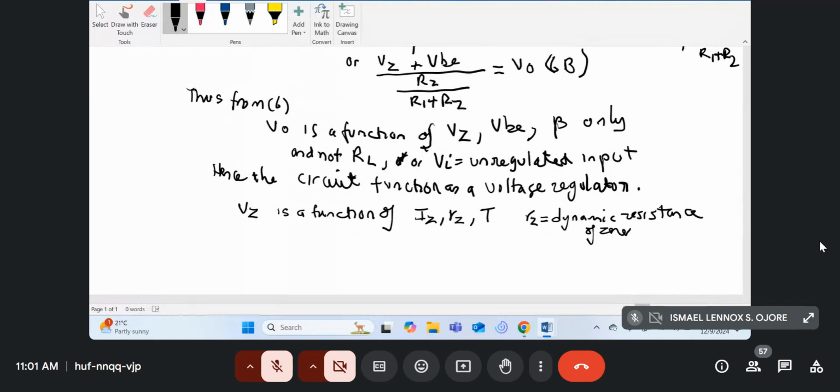Because for most of our analysis as students, we tend to assume that a Zener diode is perfect, so long as we bias it correctly, everything will be fine. But a Zener diode is just a special silicon junction with an internal dynamic resistance. So if you're to model a Zener, of course, we normally draw it like this. But if you're to model it, it will be like a voltage source with an internal resistance. And the voltage across it is what we call Vz.